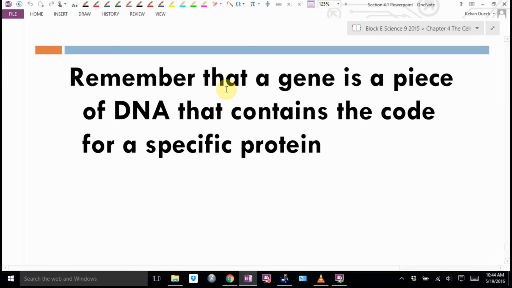You want to fill this in. This is the key. A gene is a piece of DNA that contains the code for a specific protein. Put enough proteins together, you get tissues. Put enough tissues together, you get organs. Put enough organs together, you get life. Put enough life together, well, I don't know if some of you are living right now based on how much you're shutting your eyes, but most of you are living.